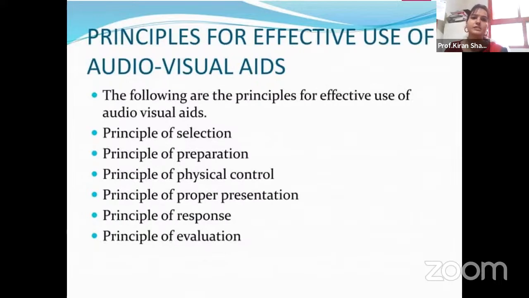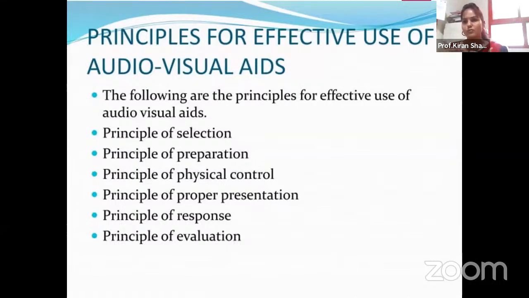Now comes the principles for effective use of audio visual aids. There are 6 principles. First of all, the principle of selection. The AVA should suit the teaching objective. It should meet your teaching objective, and there should be a unique characteristic of the special group of learners. You have to see which group you are going to teach, the class you are going to take, what the age of the students is, what the grade level is.